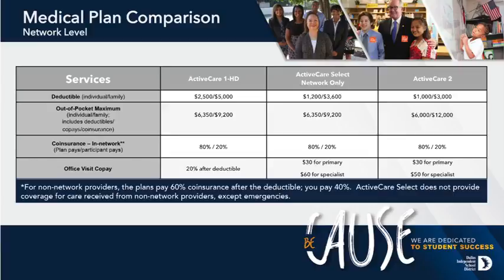Deductibles: the out-of-pocket expense, if applicable, that must be paid for health care services by the covered person before the plan begins to share costs. For example, Active Care 2 has a $1,000 deductible which must be met before the plan pays any benefits.